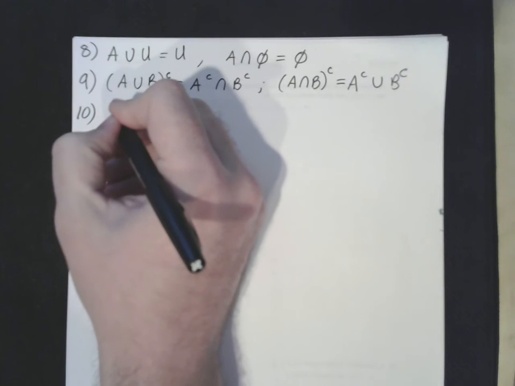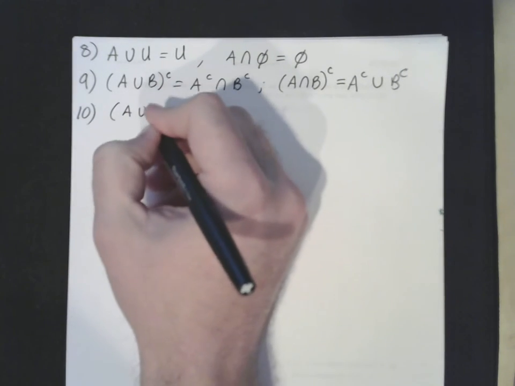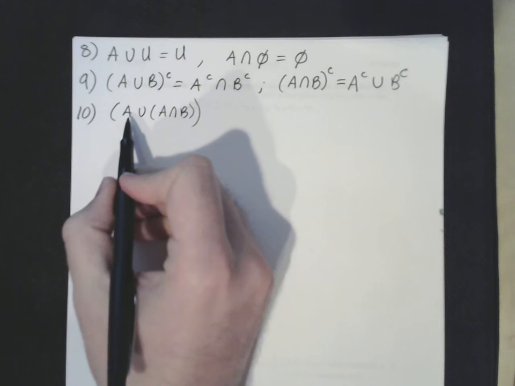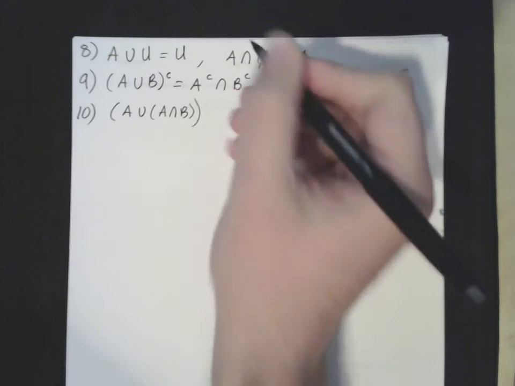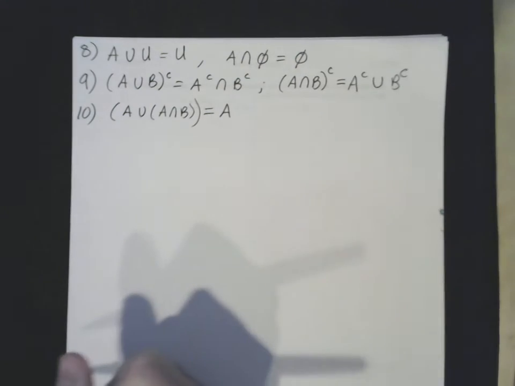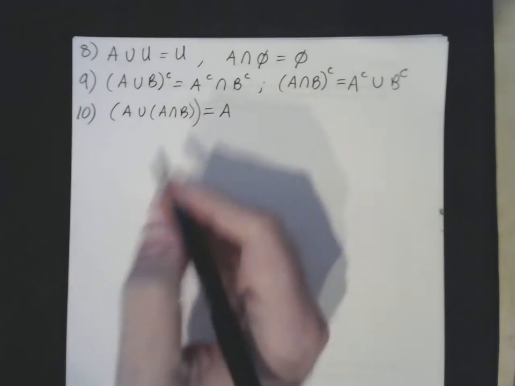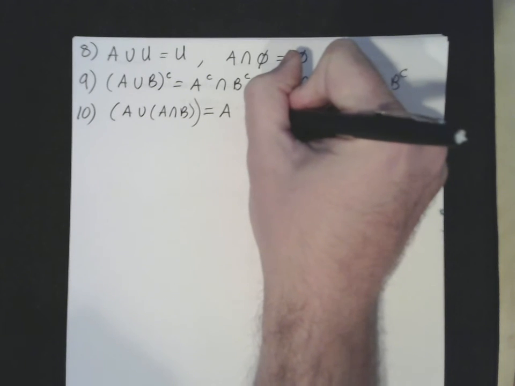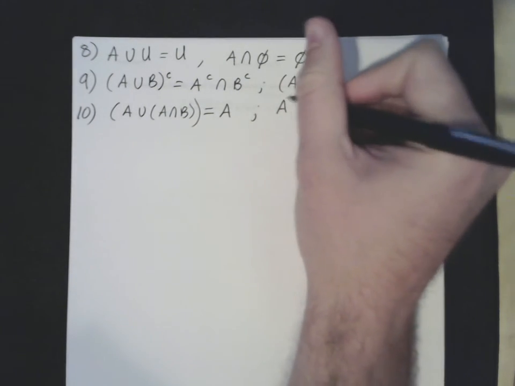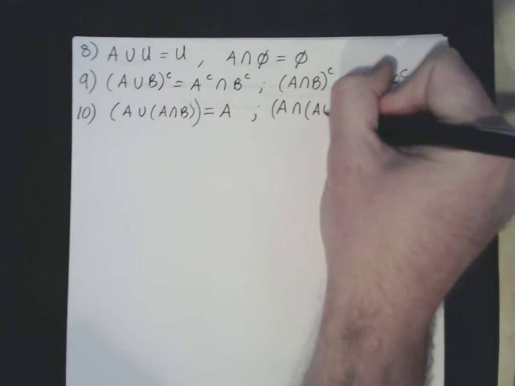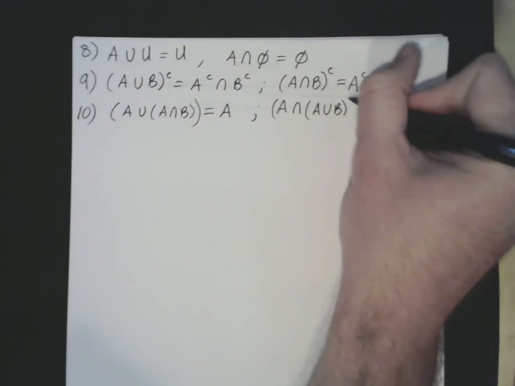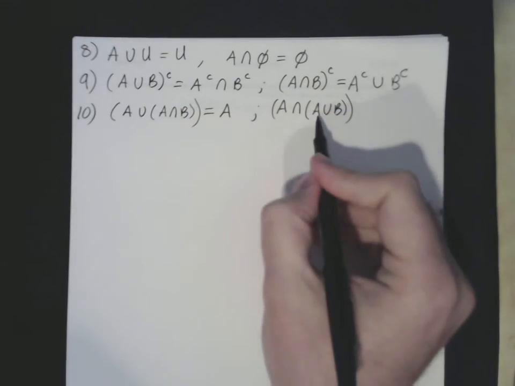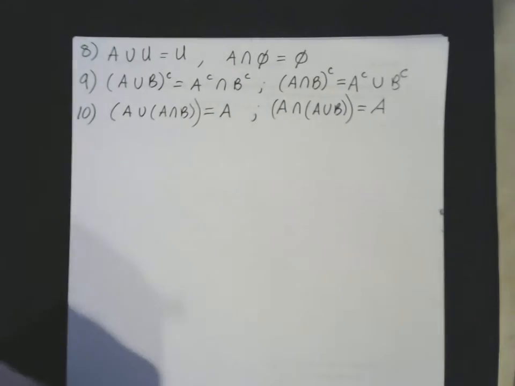Number 10 here, A union, parentheses, A intersect B. Well, this is everything in A plus everything that's in A and B. That's just going to give us A. Because everything here is A, everything here is A. So everything is still A. And we have a similar result, A intersect, parentheses, A union B. Well, this is everything from A and B, and then you're only taking the elements that are also in A, but since everything in A is here, this is still equal to A.